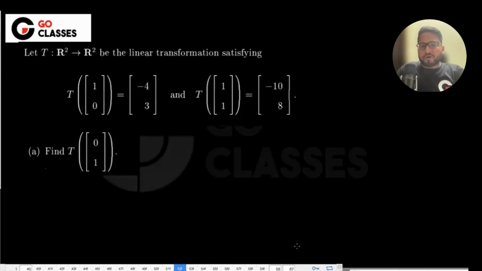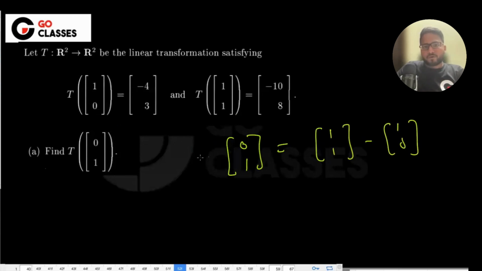Then can you find out some other transformation? Yes, you need to represent this (0, 1) in terms of these bases. So what is this (0, 1)? I think it is (1, 1) minus (1, 0). It is very straightforward, right? Okay. So you can take T of this, both sides.